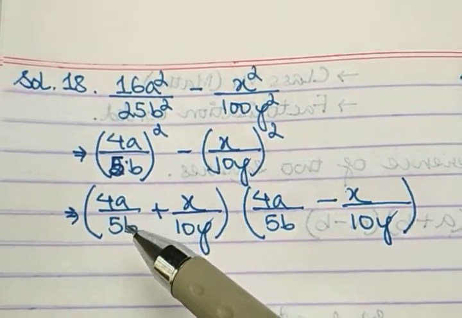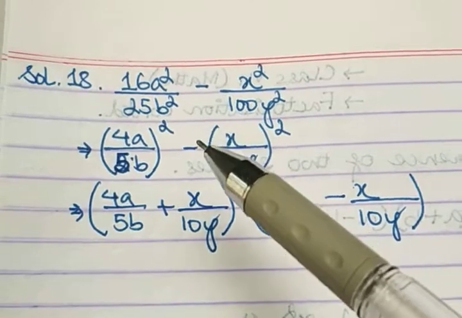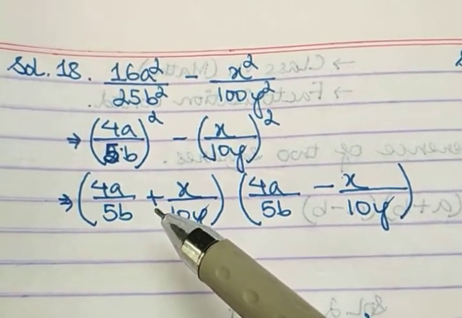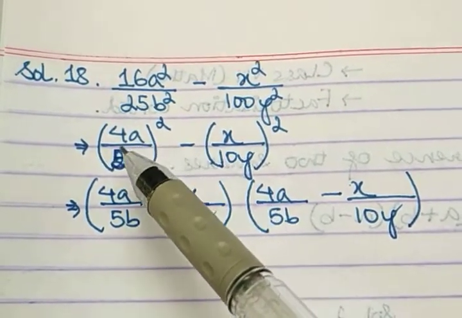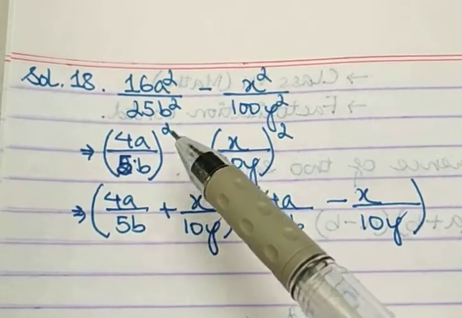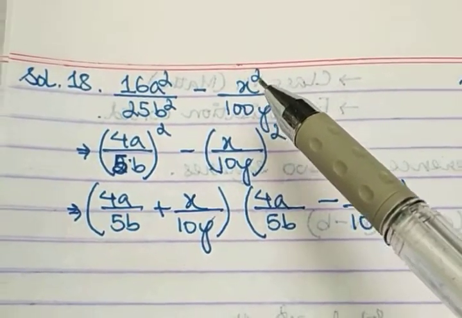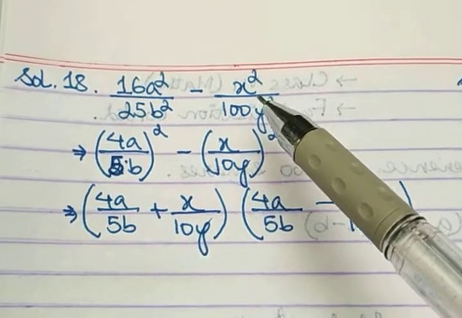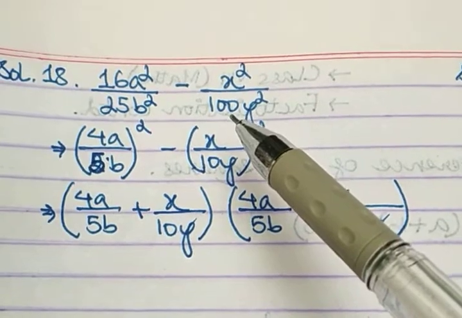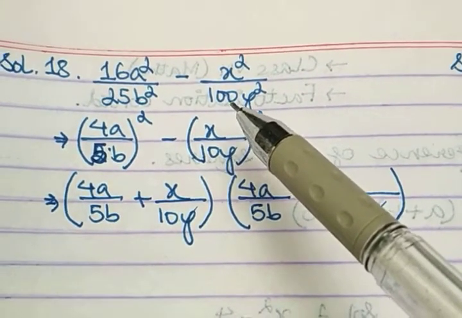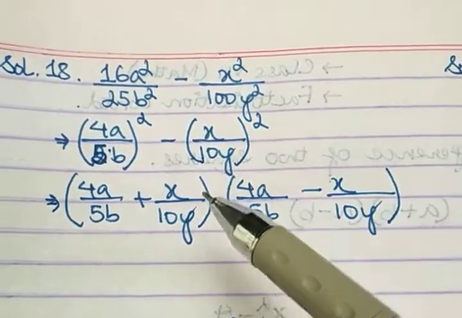You may say that we have followed one identity as well, that is the laws of exponents: a to the power m divided by b to the power m. What can you write? You can write a by b whole to the power m, isn't it? So that's what we have done here. See, 4a by 5b whole square, minus, now here we have the second term. In the numerator we have x square, so it will be simple x, isn't it? Now 100 we know is a constant term, a perfect square of 10, so 10y. Again I have written x divided by 10y whole square.